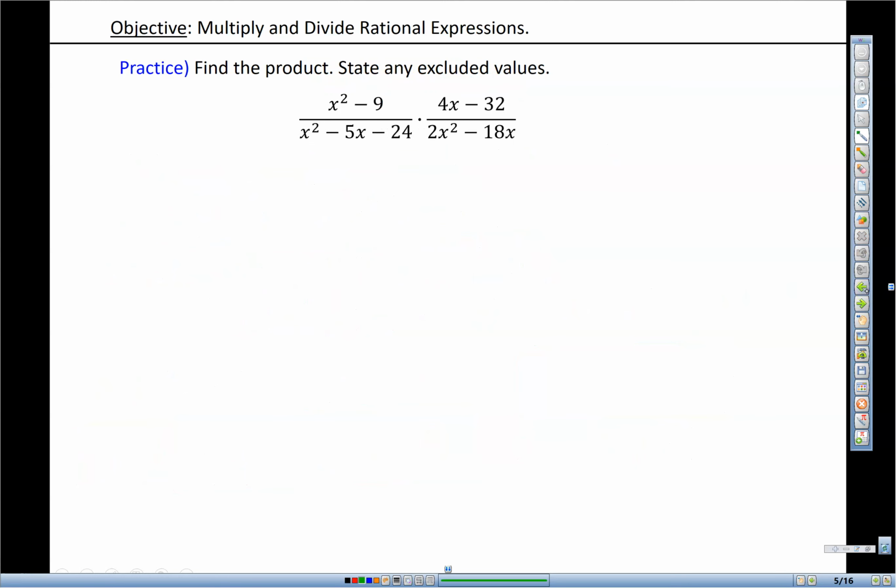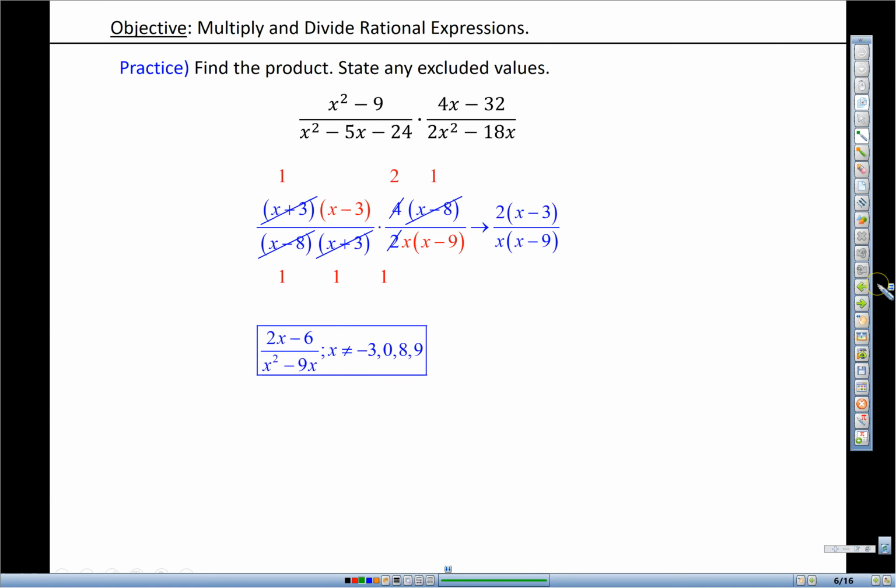All right, here's a practice problem. Please pause your video and give this one a try. Come back when you're ready to check. Let's take a look at the answer now. So hopefully this is what you came up with for excluded values and your simplified answer. If not, take a look at the work shown here.